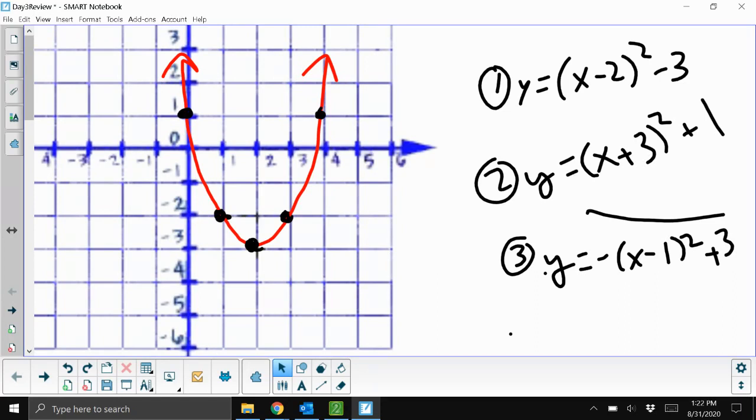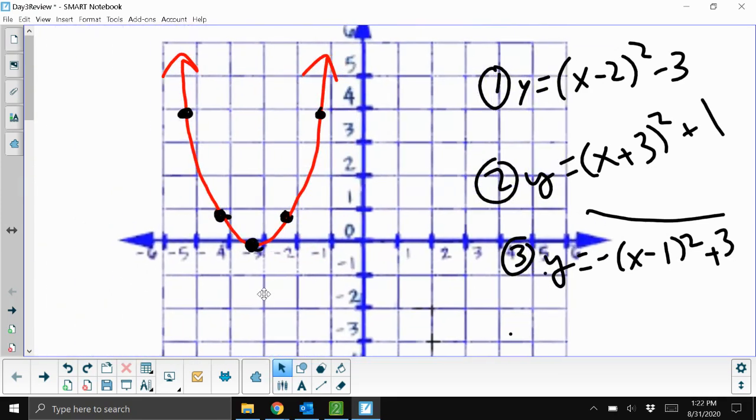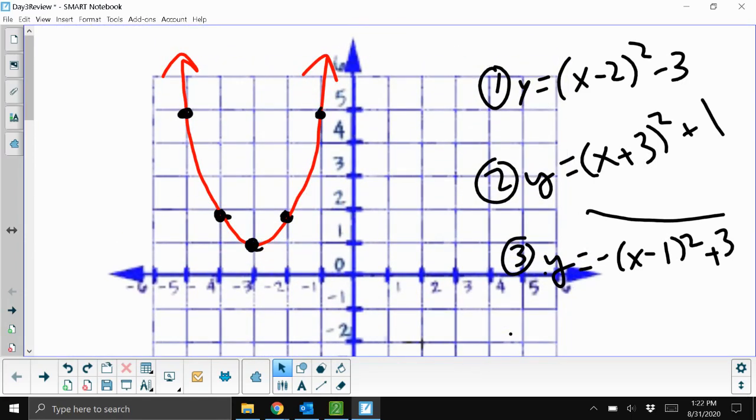So number 2, we got to do the same thing. So +3 on the inside means we got to go back 3. And then the +1 on the outside means we need to go up 1.